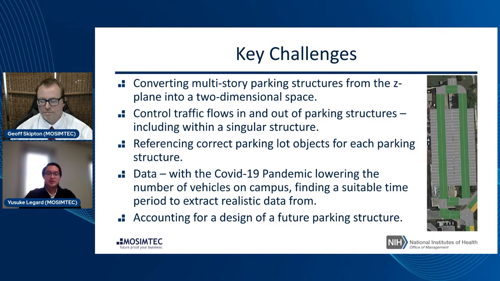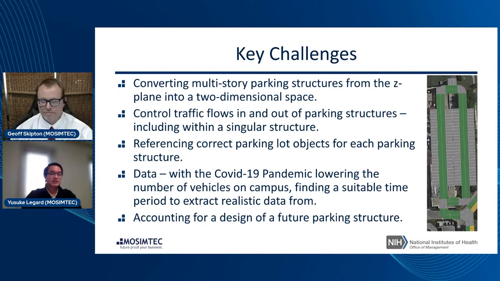We also implemented logic to ensure we were referencing the correct parking lot objects for each parking structure. For example, the picture on the right is lot 18, and as you can see, it has 5 parking lot objects. Even though there are other parking lot objects in the same road network, they're located in different parking structures, such as lot 41. So we had to ensure that vehicle routing to lot 18 only parked at one of the available parking lot objects within that structure.